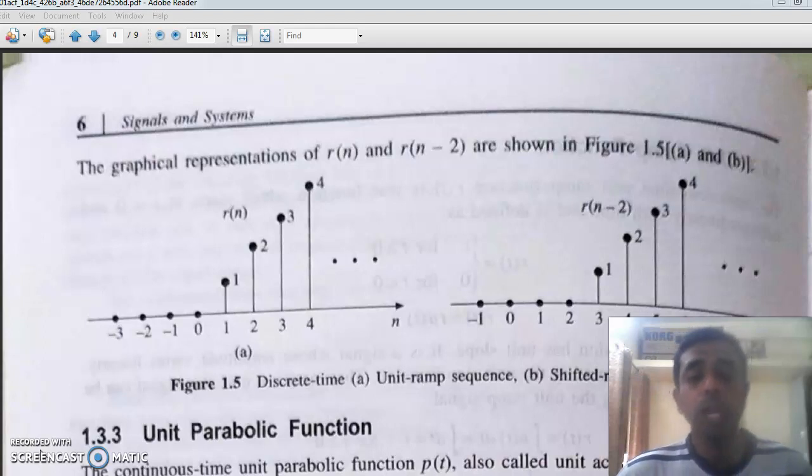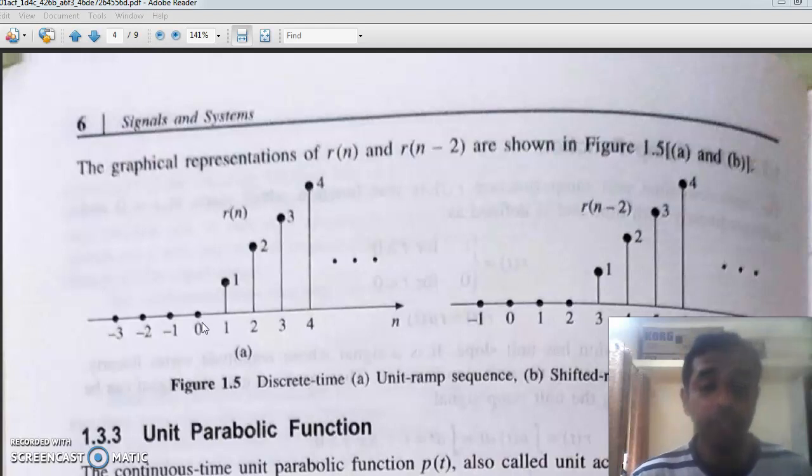Now we were discussing r of n. We have seen what r of t is and what r of t minus a is. Last class we were seeing r of n. By definition, r of n is equal to n for values n greater than or equal to 0, and otherwise 0 for n less than 0.